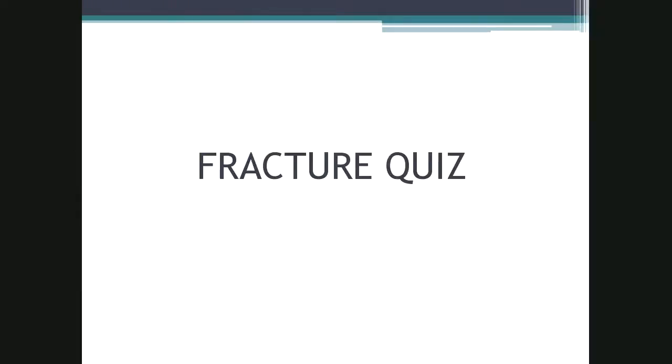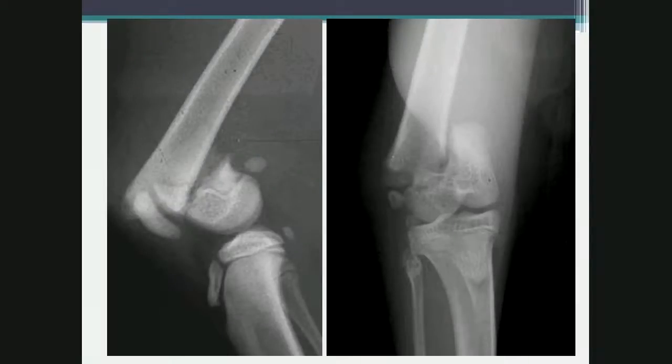So for the fracture quiz, I'm going to go through a few cases, and you can describe the findings and make a diagnosis. And it's important to remember when describing the fracture, you need to tell it like a story, as if you're describing it to somebody who can't see what you're looking at. So here's the first fracture. You can hit the pause button, and then I'll go on to the next slide and describe what's going on.